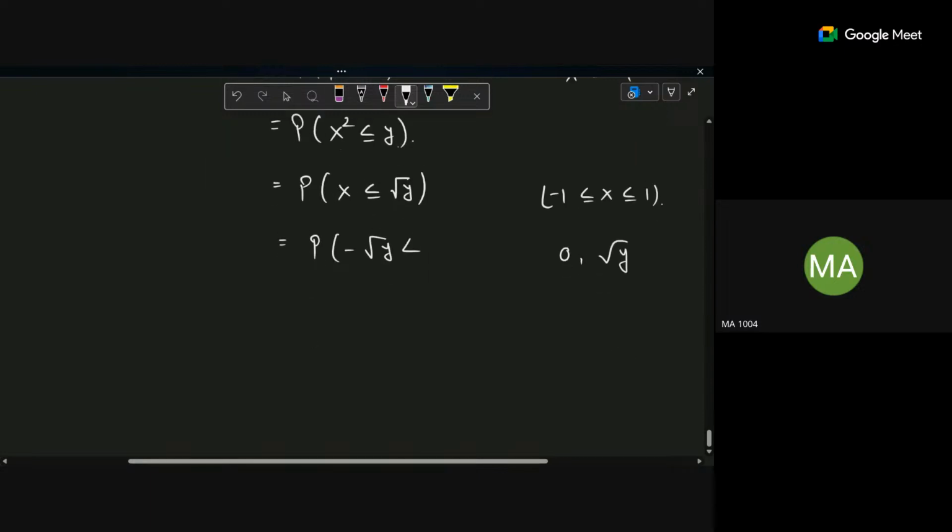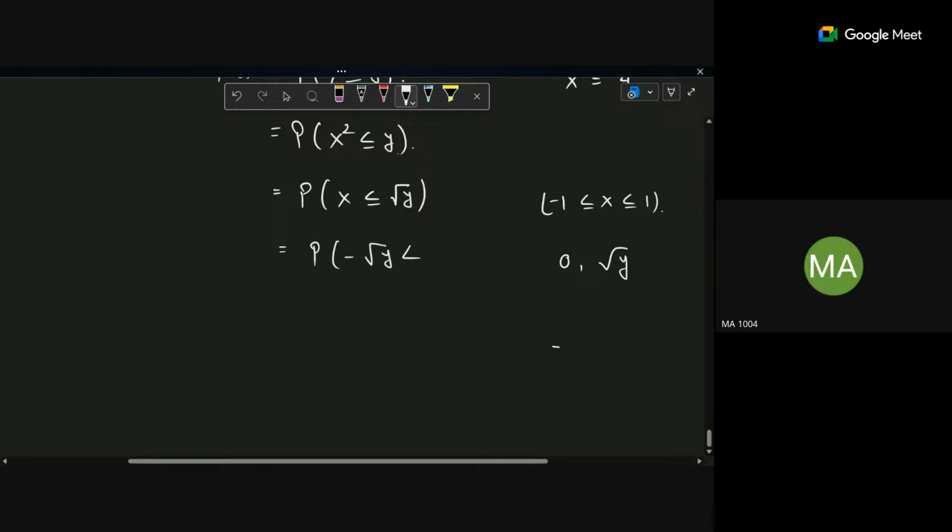But when I find the probabilities from minus 3 to, let's say, 1, or minus 3 to minus 1, at that time this part will not get covered, no? Or you can try it. No problem. But as in our domain, minus 1 is included, I do not want to exclude it. So I am using this same thing, minus root y to root y.